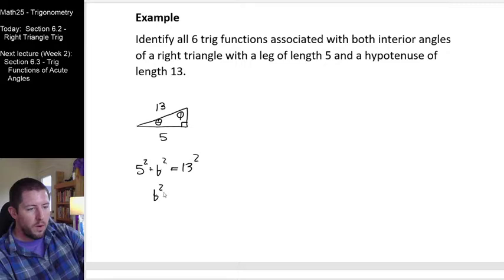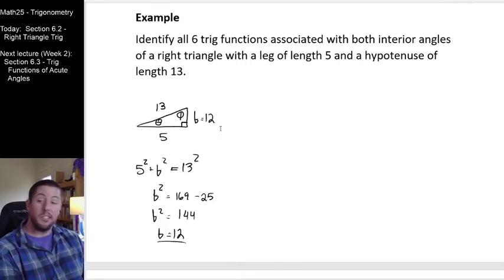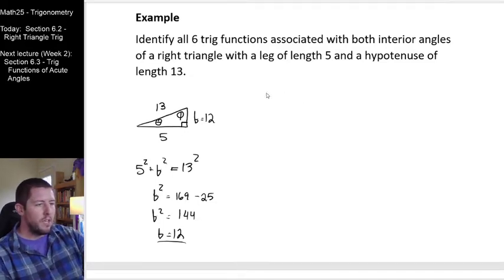This will tell me, what are we doing here? A little bit of subtraction. That's what, 169 minus 25. That'll tell me that b squared is going to be, what, 144. And so therefore b must be 12. And again, certainly your calculator is going to help you out with some of that information right there. But I'll say here b must be 12, our unknown side length. So now we know all 3 side lengths. So let's go on down the line here and find all of our trig functions right here.